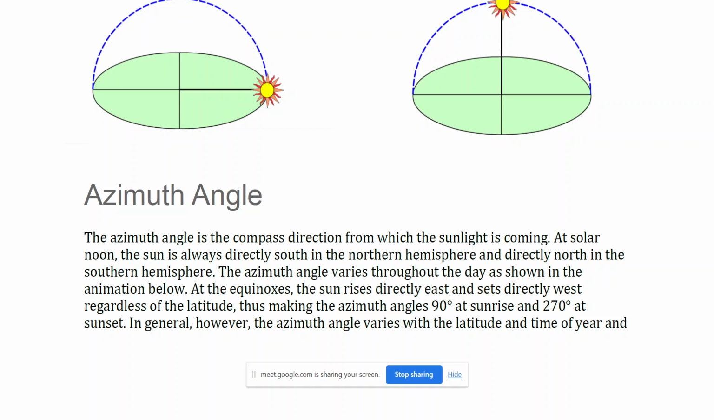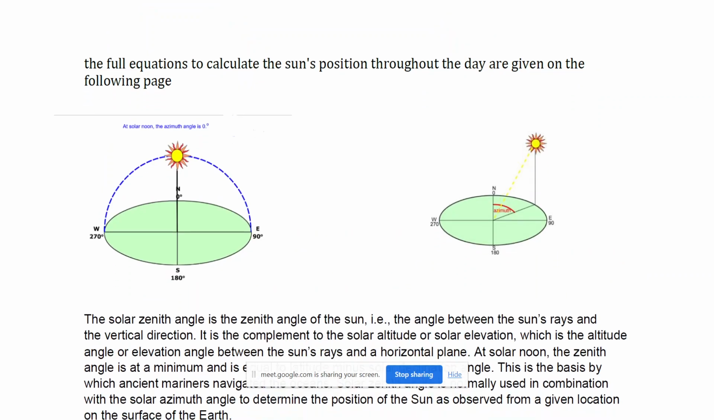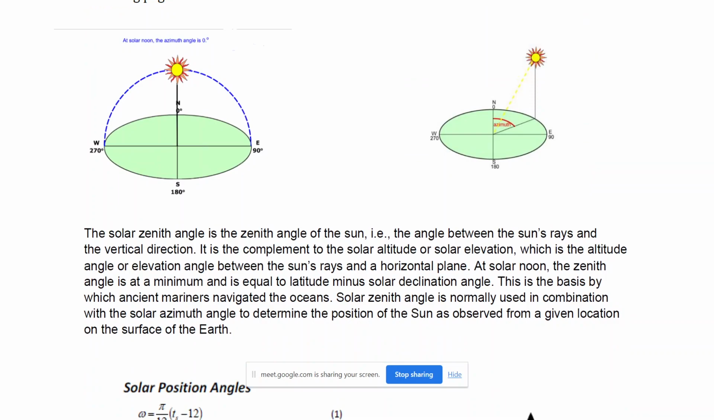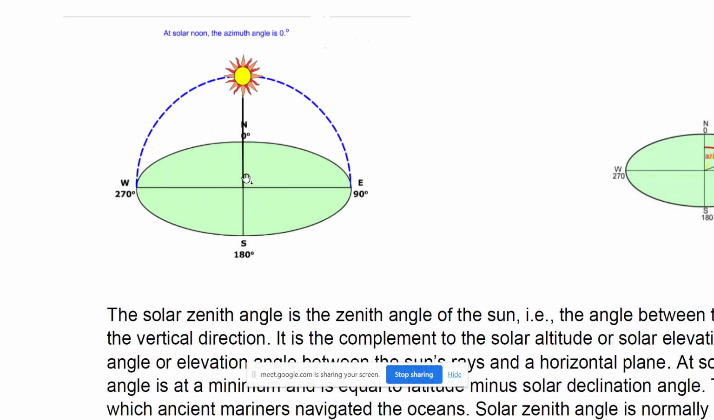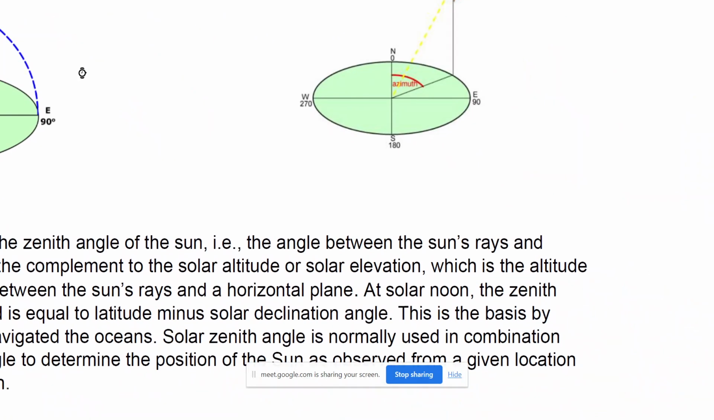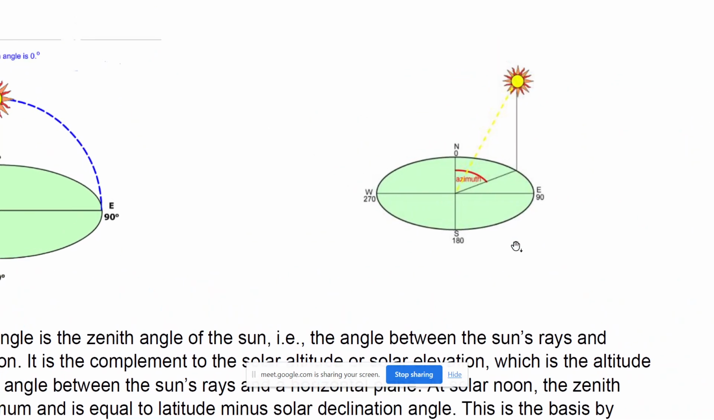In general, however, the azimuthal angle varies with the latitude and the time of the year. If I show you the figure for the azimuthal angle, this is the northern hemisphere, this is the southern hemisphere, this is western, this is eastern, and the azimuthal angle at solar noon is 0 degrees. This is how the azimuthal angle is actually calculated.